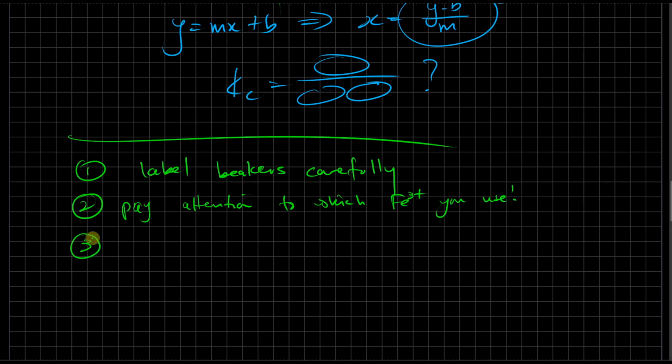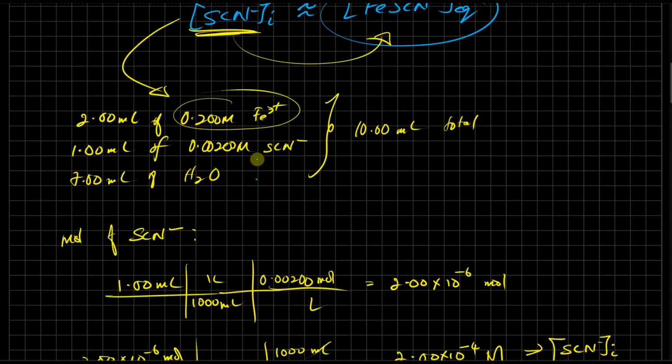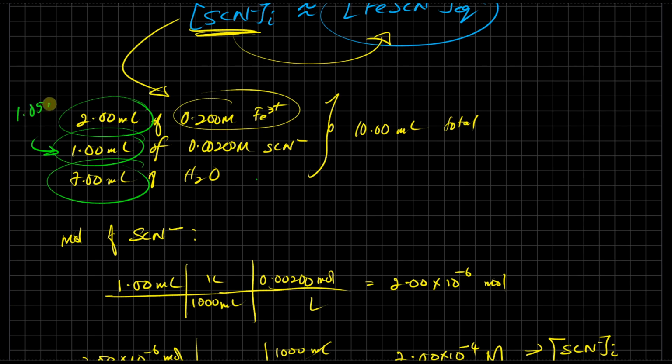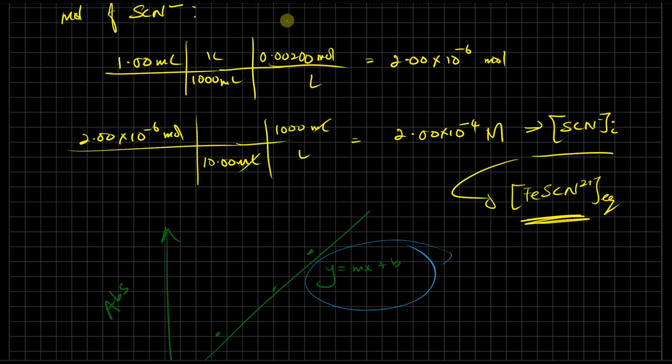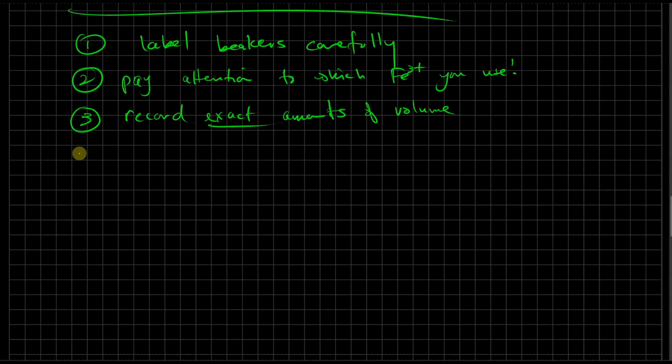And the third point here is record exact amounts of volume that you use, right? So you will have suggested amounts of, for example here, each of the 3 components, your 2 reactants and water. But if you use, instead of, let's say, 1.00 milliliters, 1.05 milliliters, then record exactly 1.05 milliliters to use in your calculations later. Record the exact amounts of volume that you use.